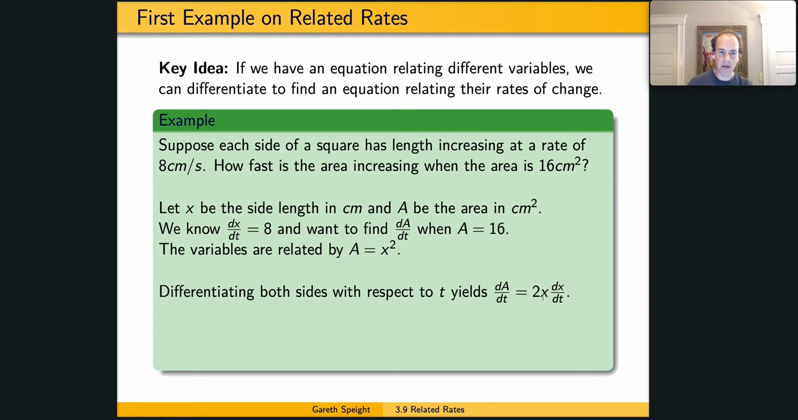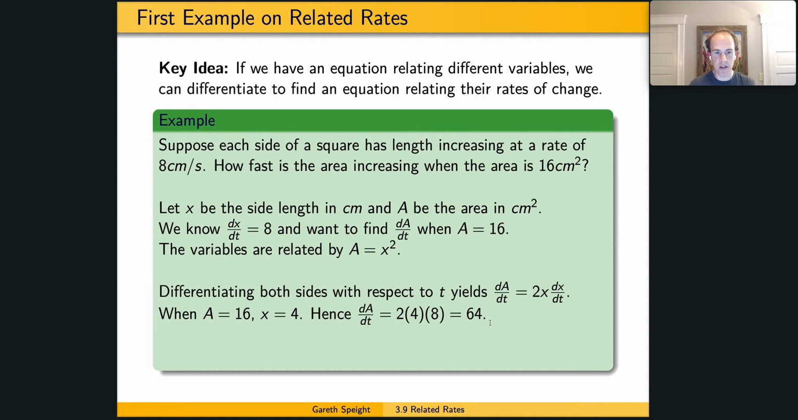So we have to go back to our equation, A equals x squared. If A is 16, then x is going to be equal to 4. So we're interested in what happens when x equals 4. Let's sub those in. We get dA over dt equals 2, x is 4, dx over dt we're told was 8. We get 64.